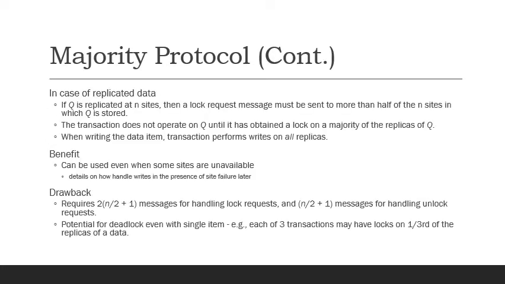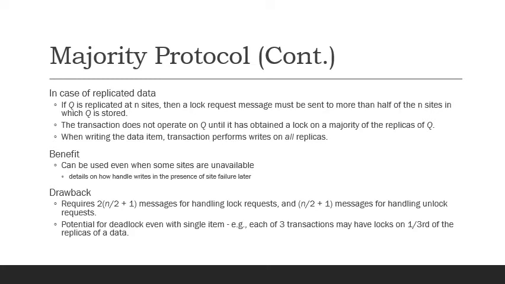In case of replicated data, if Q is replicated at n sites, then a lock request message must be sent to more than half of the n sites in which Q is stored. The transaction does not operate on Q until it has obtained a lock on a majority of the replicas of Q. When writing the data item, the transaction performs writes on all replicas. Benefits are that it can be used even when some sites are unavailable.